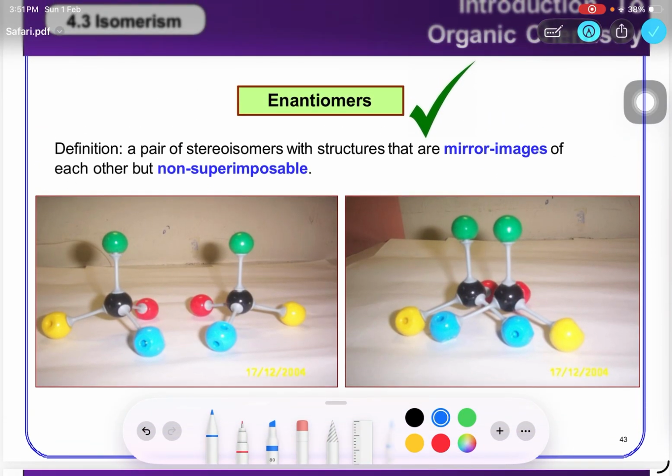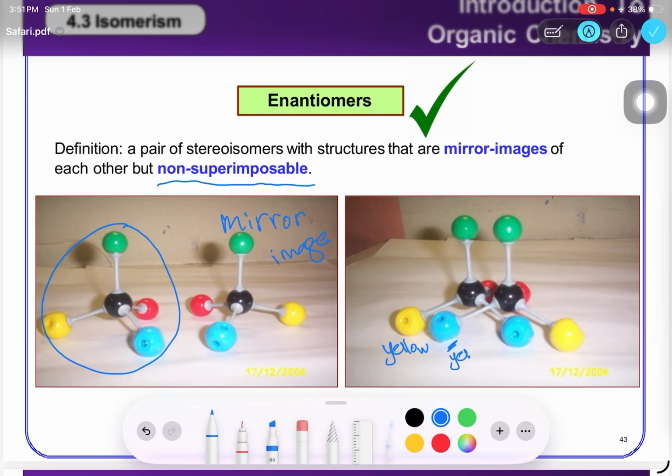Okay, just now we mentioned non-superimposable. What does this mean? Okay, so for example, this is the isomer and this is the mirror image. So both of them are not superimposable because here is yellow. If they were superimposable, here supposedly would also be yellow color. But now they are different colors, so we consider it as non-superimposable.